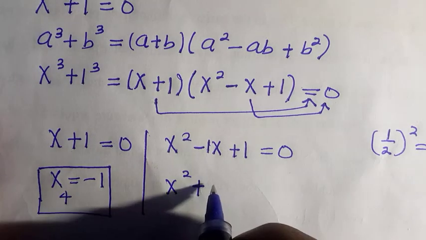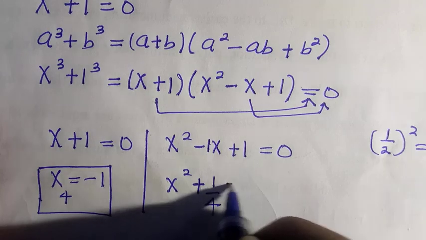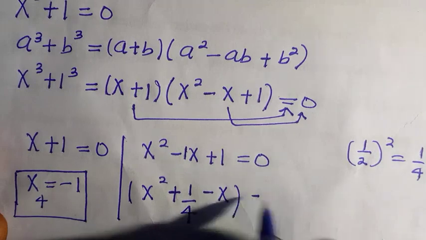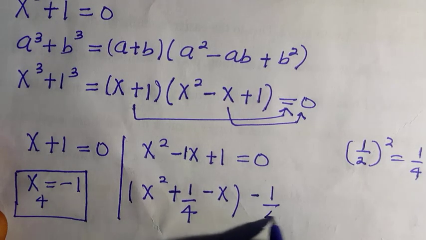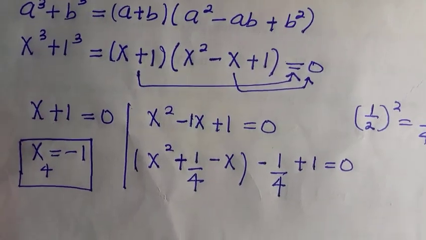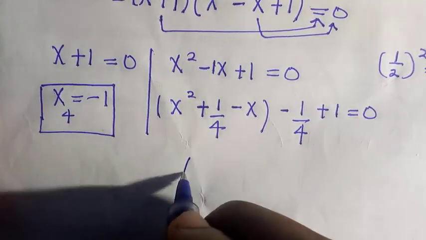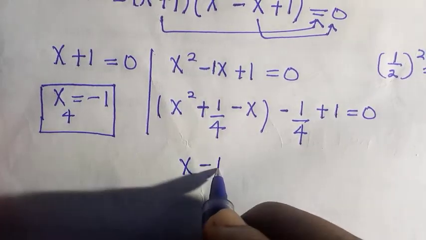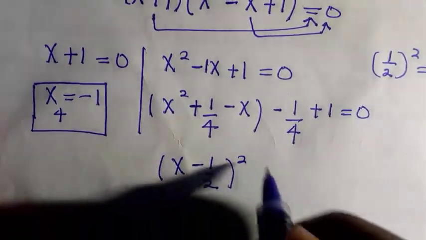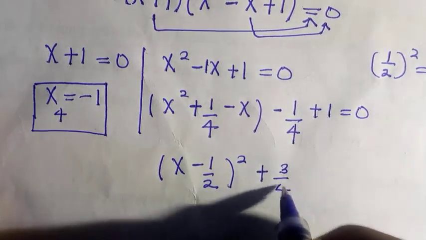So I can let 1 divided by 4 first, and I subtract x from it. If you bracket this, we have added 1 over 4, then we still subtract 1 divided by 4, and we add 1, everything equals 0. If you try to compress this, we are going to have x minus 1 divided by 2, all raised to power of 2. Try to expand this, you get the above. And everything here becomes plus 3 divided by 4.